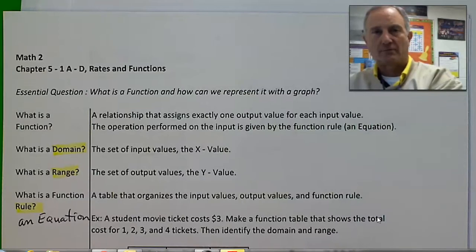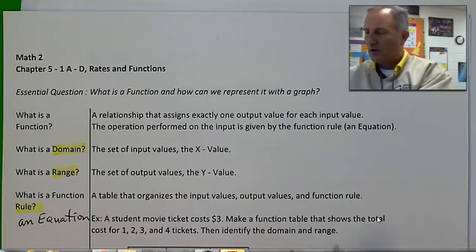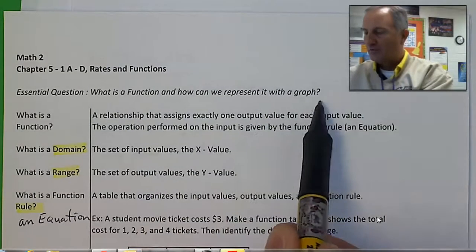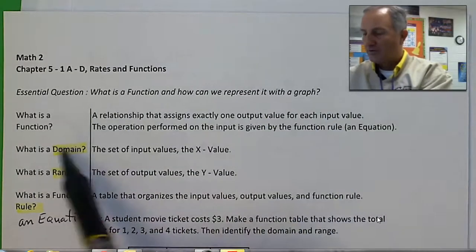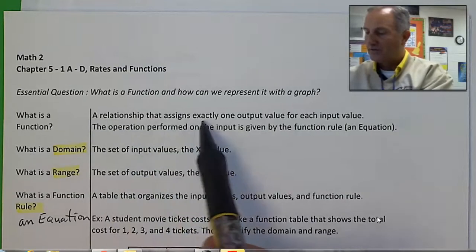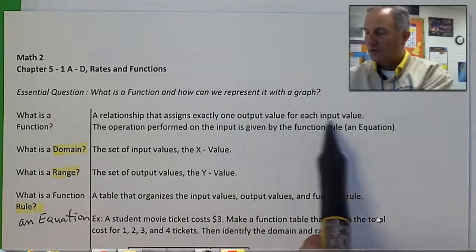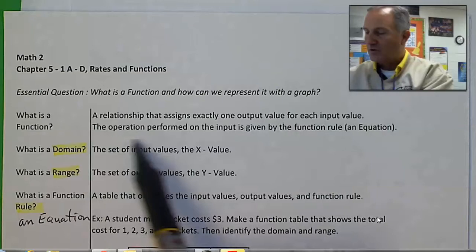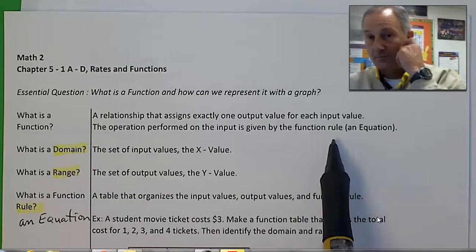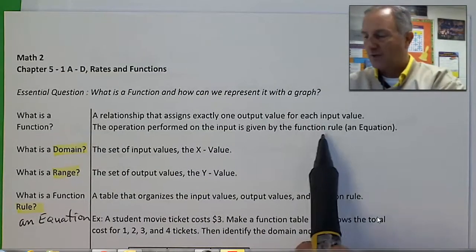We're moving up to chapter 5, 5.1, rates and functions. Our essential question is, what is a function and how can we represent it with a graph? What is a function? Technically, it's a relationship that assigns exactly one output value for each input value. The operation performed on the input is given by the function rule. Okay? It's an equation, and that's what a function rule is.